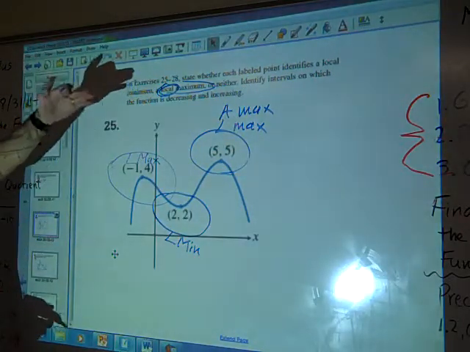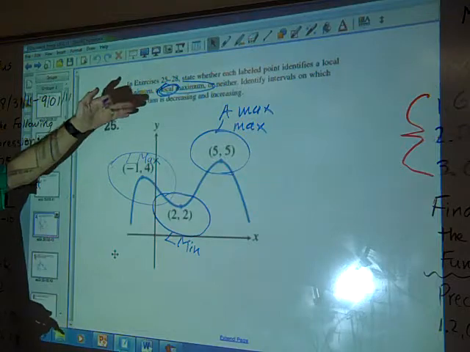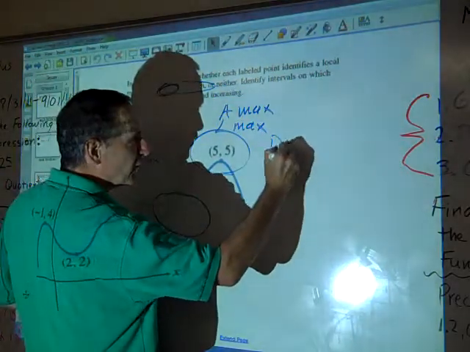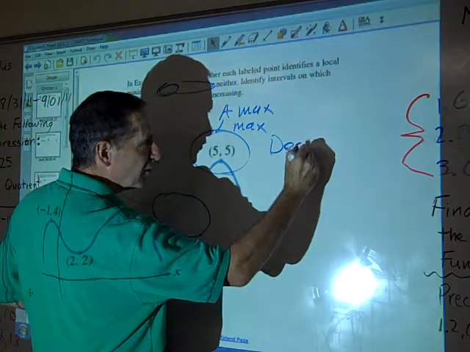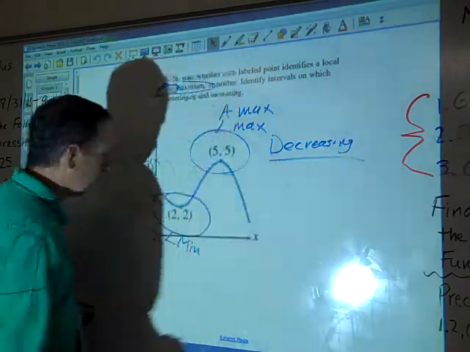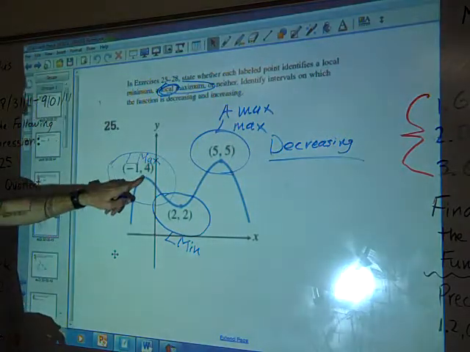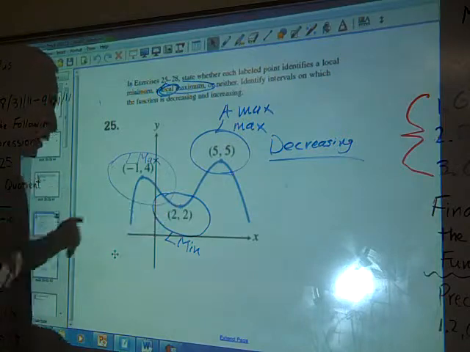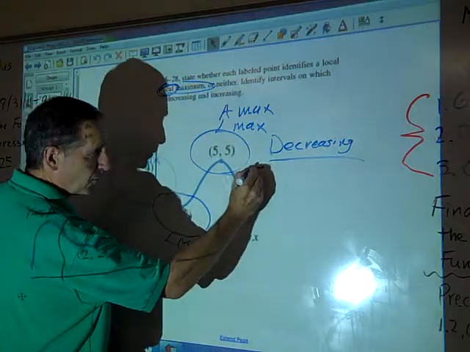And then it's asking to identify intervals on which the function is decreasing and increasing. Which intervals is this function decreasing? It decreases between negative 1 and 2. And then it's decreasing between 4 and 2. Okay, negative 1 to 2.